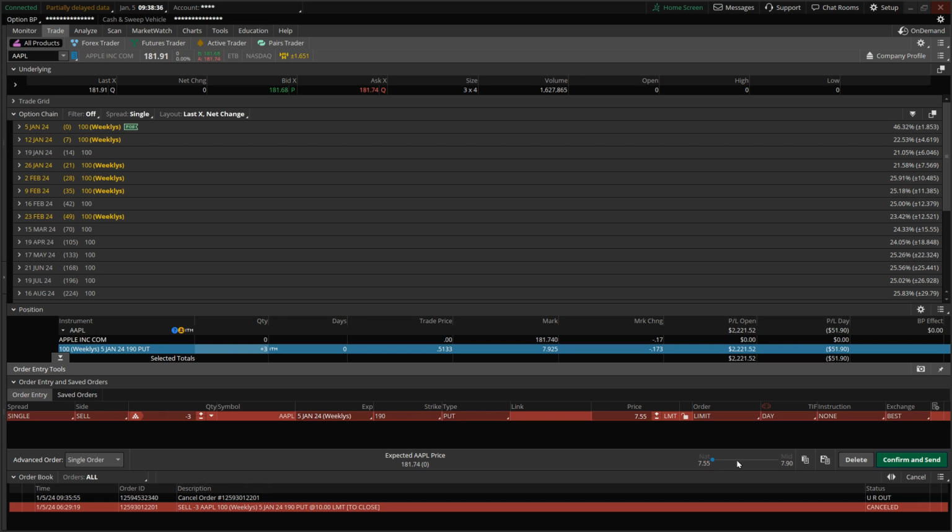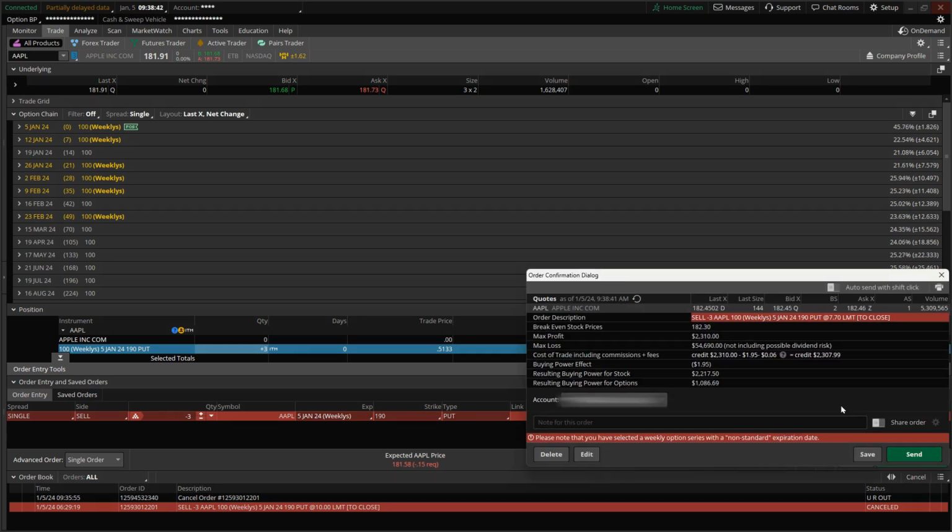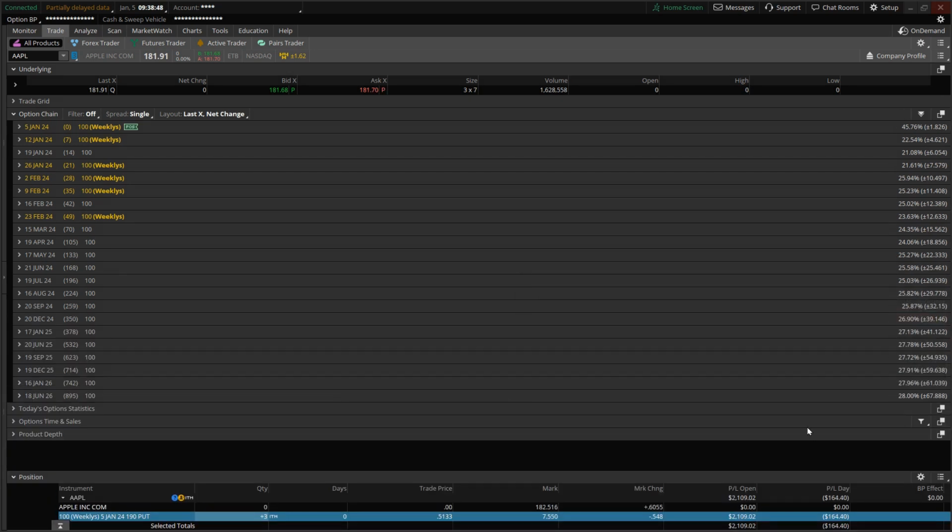Let's see if we can sell it at 7.55. That's a profit potential of $2,300 right here, max profit. So the order is sitting there. Now again, because this is partially delayed data, I'm not sure exactly when this will get filled.